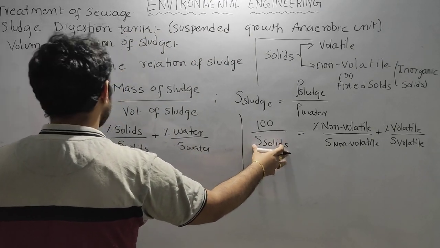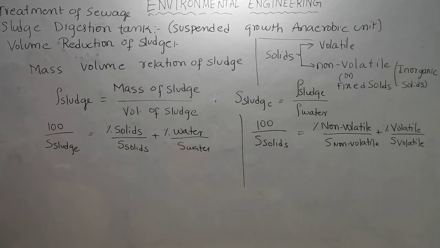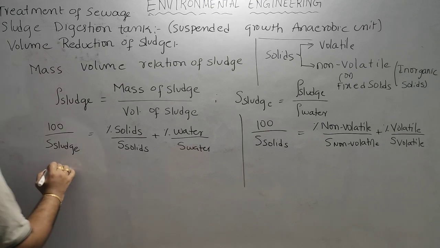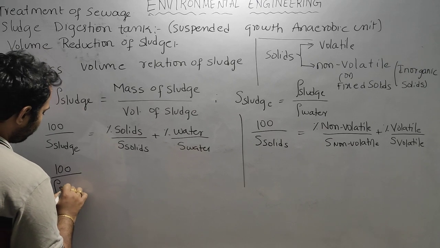Once you know the specific gravity of the solids, we can find the specific gravity of the sludge. Once you know the specific gravity of the sludge, we can find the moisture content and the volume to which we need to reduce. All those things we will understand only if you know the specific gravity and the density.